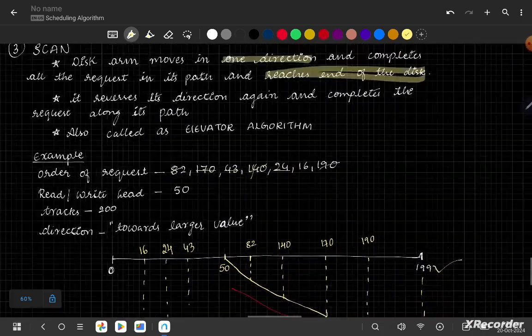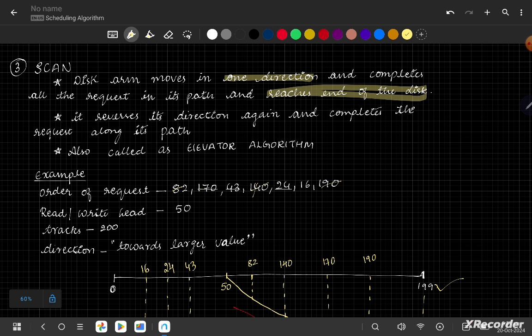Please read the statements. The first three points to think about are that it goes in one direction, and which direction it is going. Later we have to make sure we reach the end of the disk, and then we reverse from the end of the disk and complete all the requests present along the path. So this is called your scan algorithm.